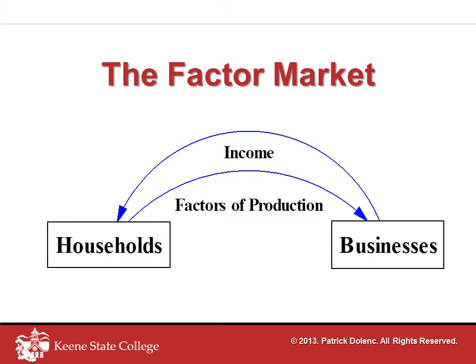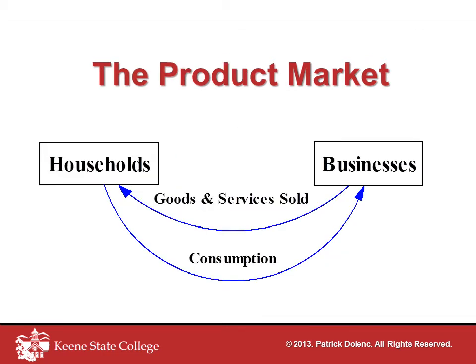The second set of interactions is known as the product market. In the product market, businesses take the goods and services that they produced using the factors of production that they purchased and sell those goods and services to households. Households take the income that they've received and engage in consumer spending, or in this model, consumption. Once again, we assume the exchange of equivalence. That simply means that if $1 million worth of consumer spending is flowing from left to right, then $1 million worth of goods and services are flowing from right to left.